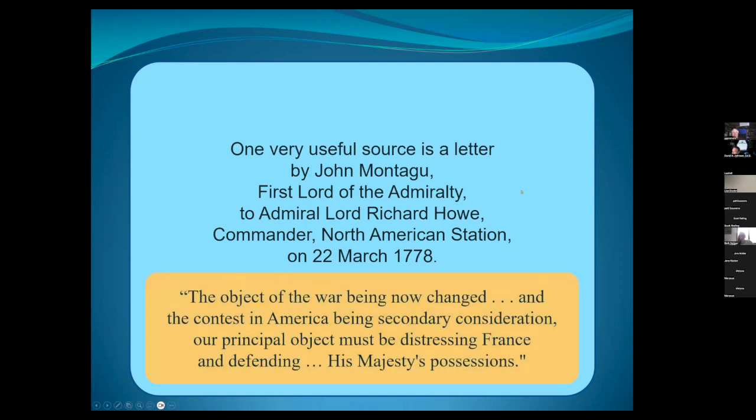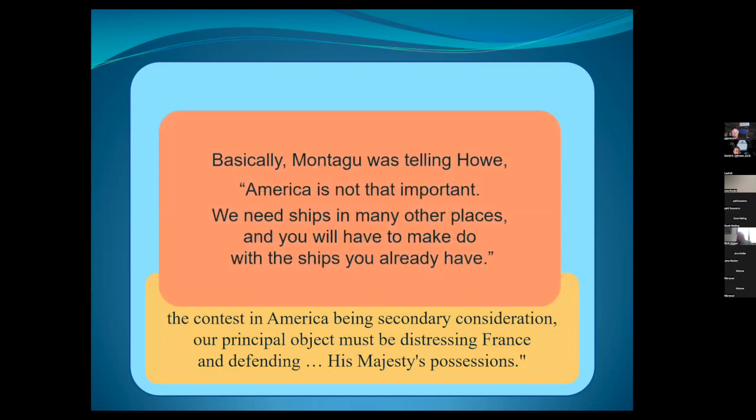And he basically said, the object of this war has been changed, and the contest of America is a secondary consideration. Our principal object must be distressing France and defending His Majesty's possessions in other places around the world, like India and the Caribbean and Gibraltar. Basically, Montague was telling Howe, America is just not that important. We need the ships somewhere else, and you're going to have to make do. And the problem was he didn't have enough ships to make do.